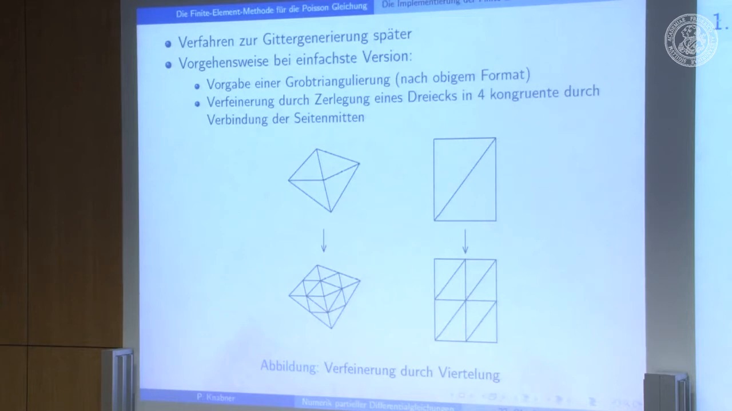So maybe I can copy this somehow. So we have something like that. Some strange domain, and we have those 4 elements, and this we now refine.